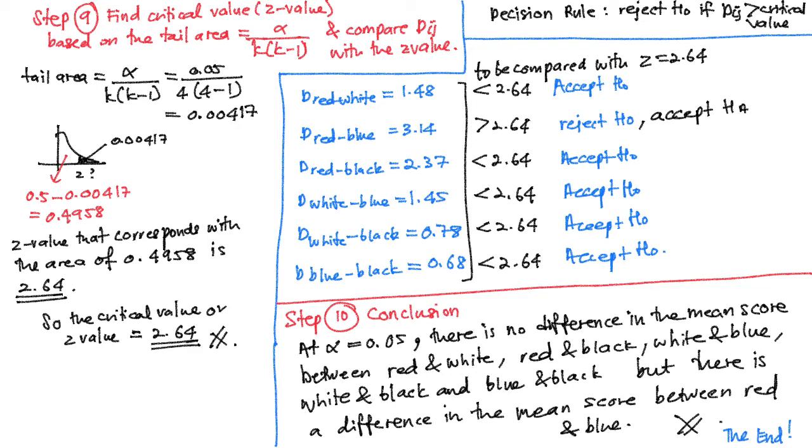The final step is to make the conclusion. So as a conclusion, we can state that at alpha equal to 0.05, there is no difference in the mean score between red and white, red and black, white and blue, white and black, and blue and black. But there is a difference in the mean score between red and blue classes.